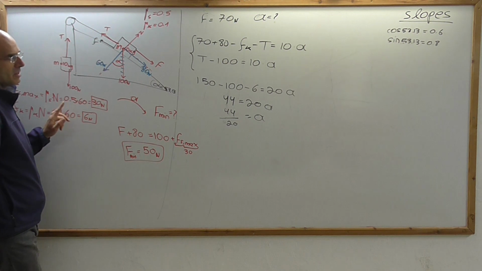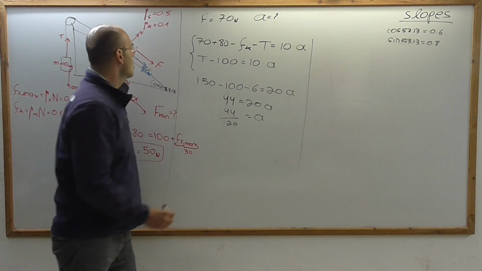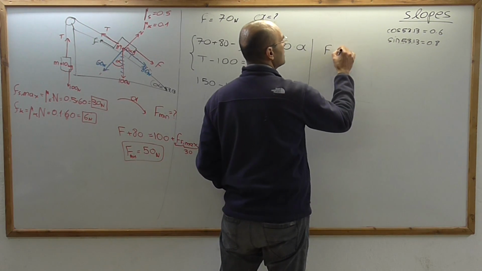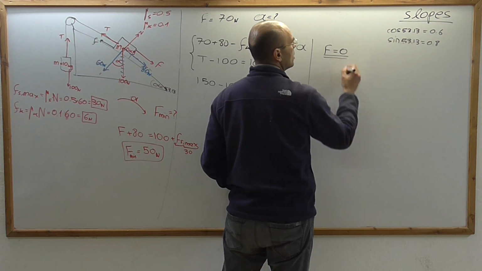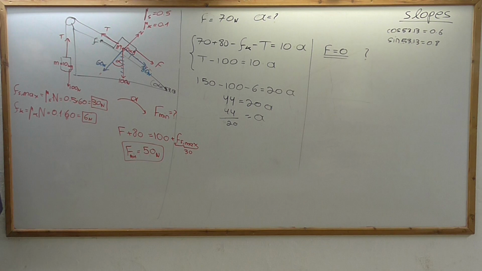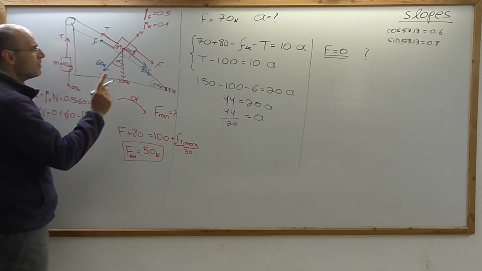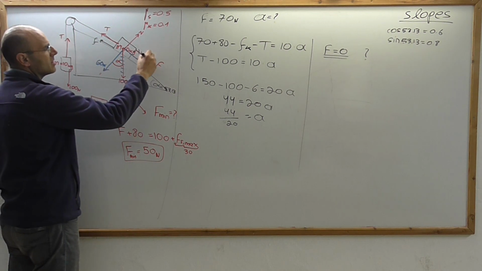I hope it's right, 50 minus 6. I think it's okay. Okay, let's ask another question. What happens if F equals 0? What will happen? Now, if F equals 0, it's another story. Why? Because if F equals 0, this doesn't exist.